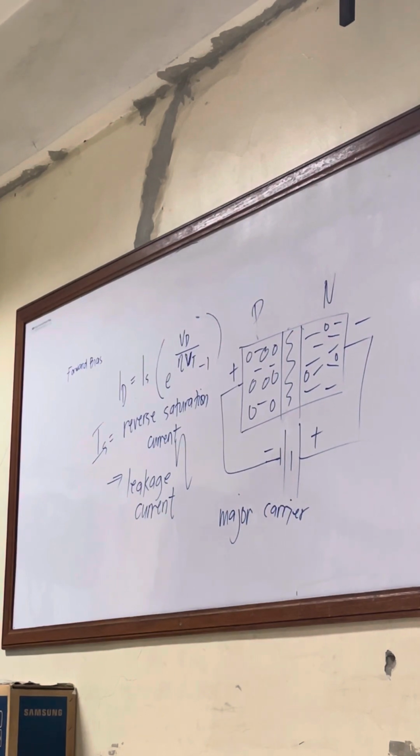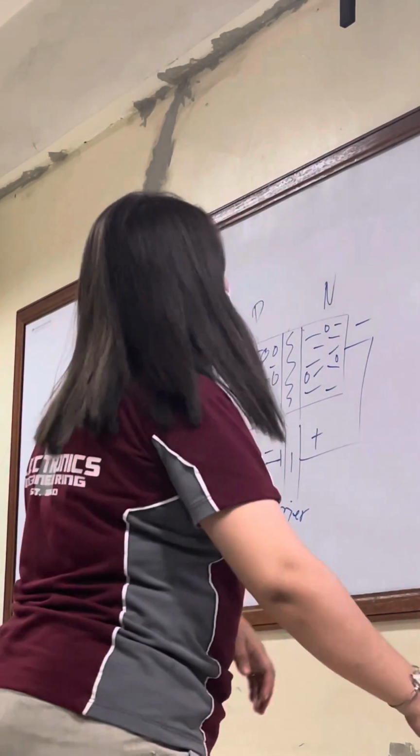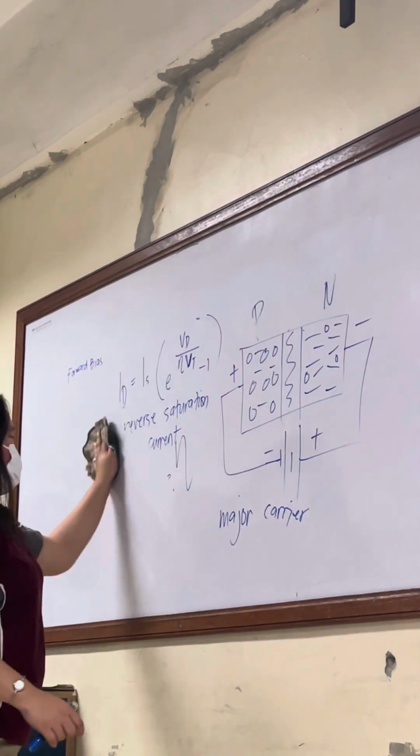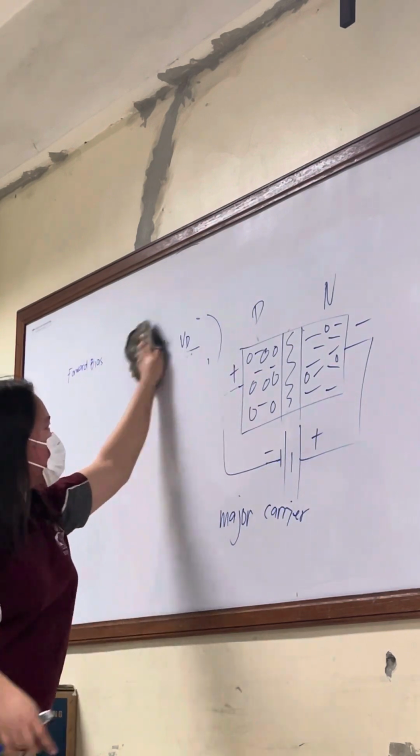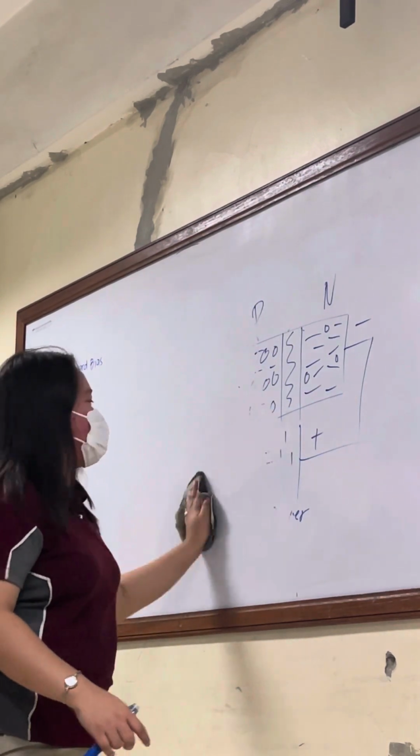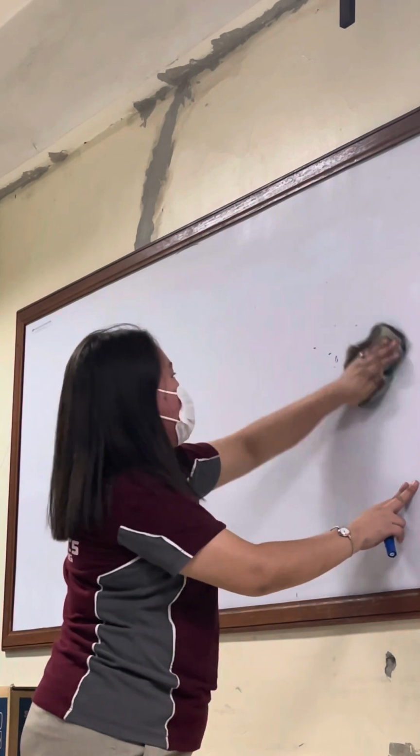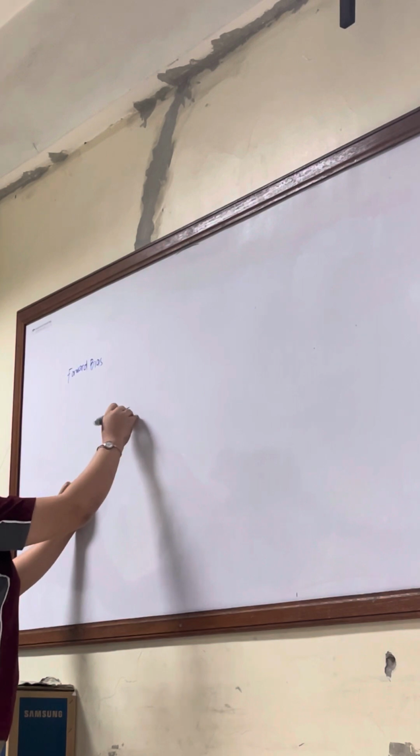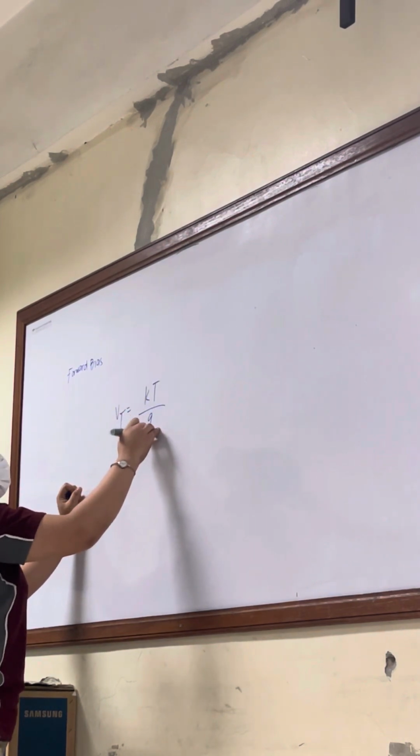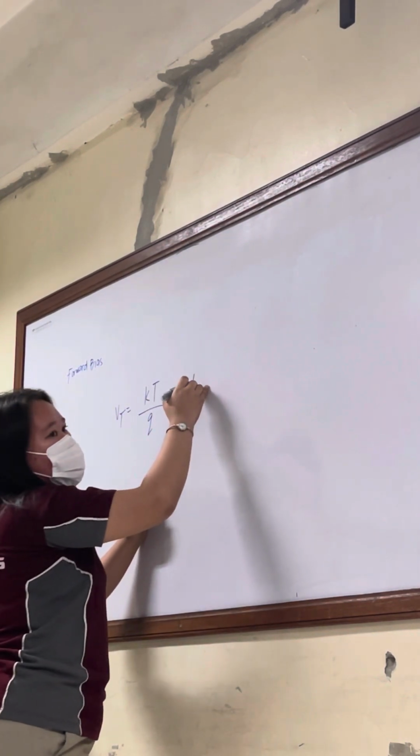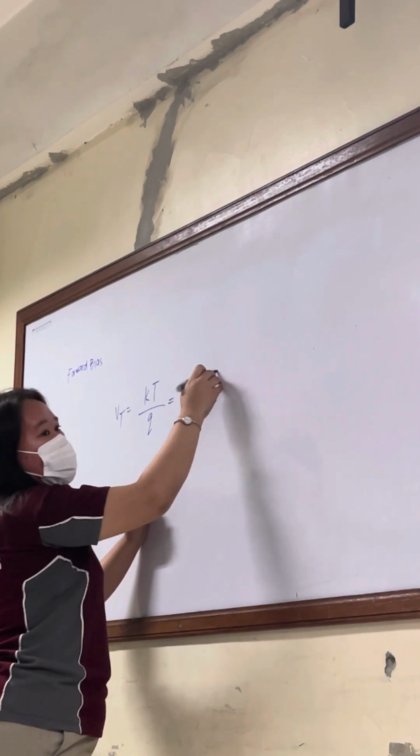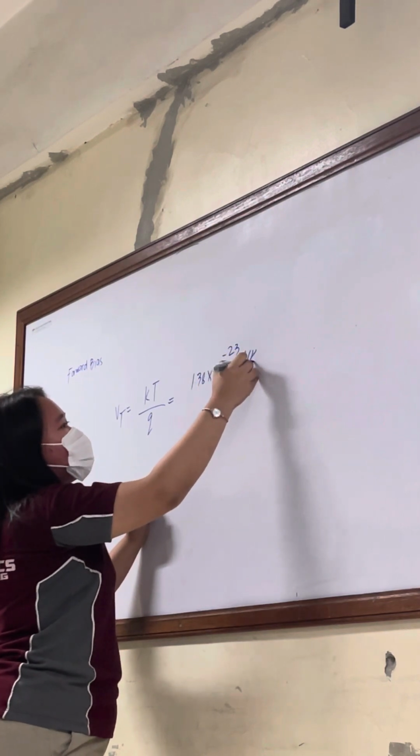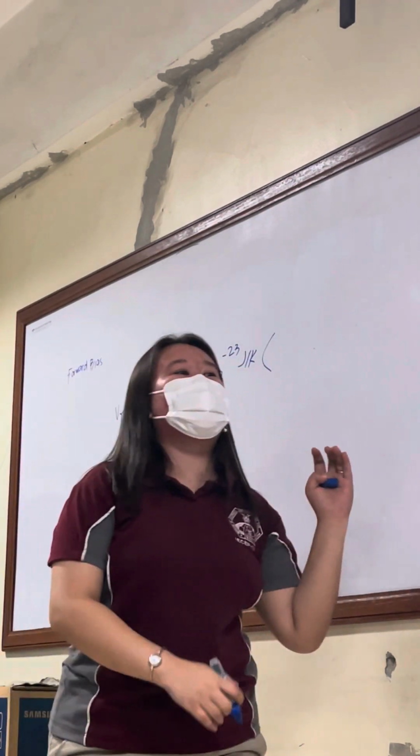At a temperature of 27 degrees Celsius, determine the thermal voltage. What's the formula for our thermal voltage? KT over Q. K is 1.38 times 10 raised to the power of negative 23 joules per Kelvin, multiplied by the temperature in Kelvin.